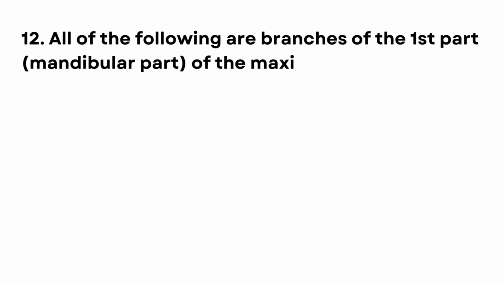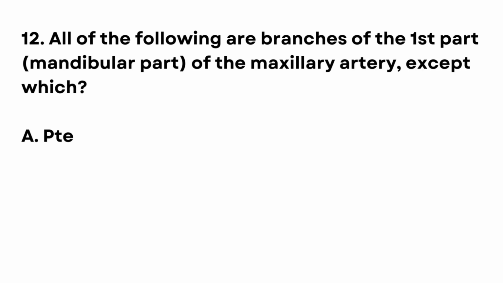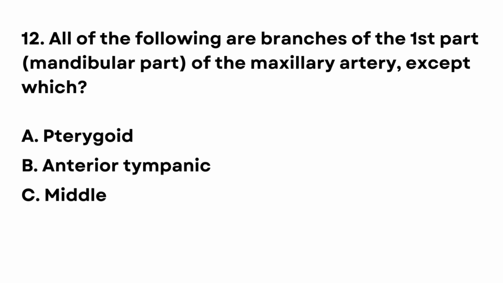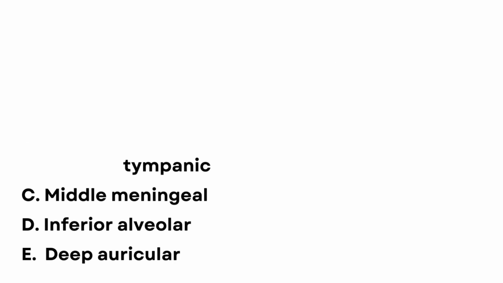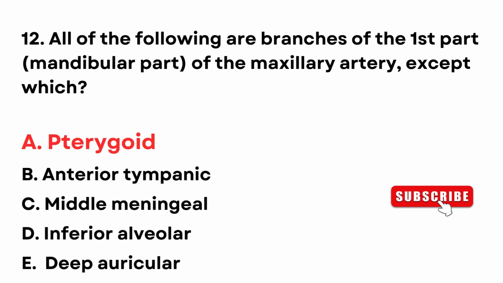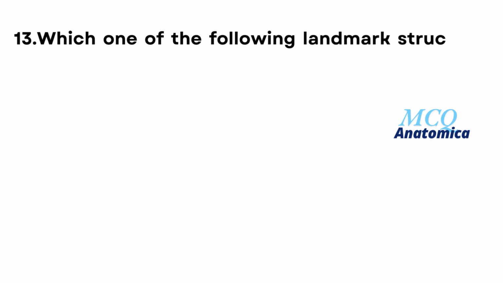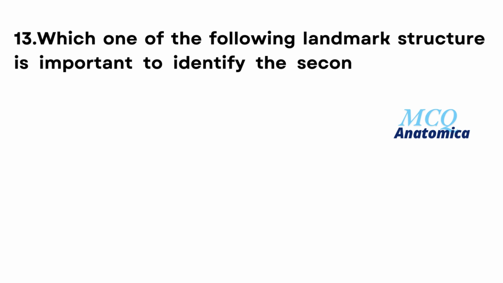12. All of the following are branches of the first part, mandibular part, of the maxillary artery, except which? A. Pterygoid. B. Anterior tympanic. C. Middle meningeal. D. Inferior alveolar. E. Deep auricular. The answer is A. Pterygoid.